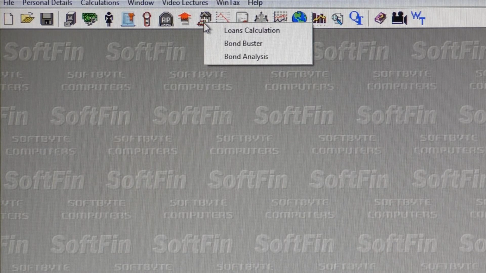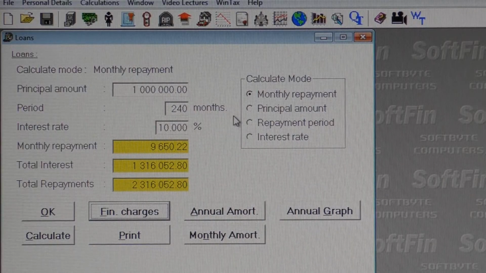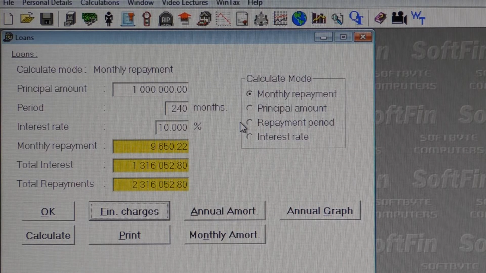SoftFin also offers 3 different loan calculators, including a bond buster calculator. You can calculate any unknown factor in a loan calculation. Just click on the unknown amount and enter the other amounts.